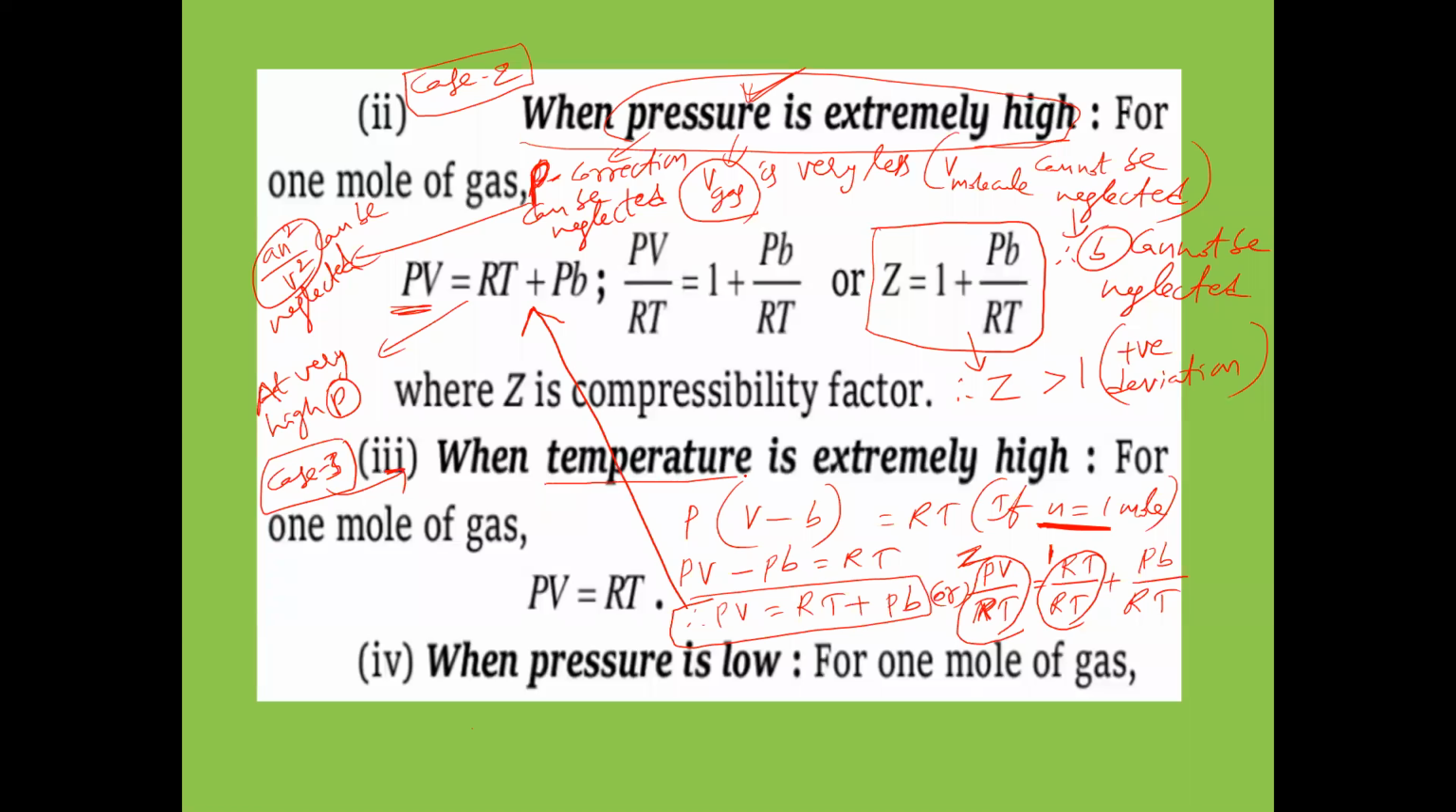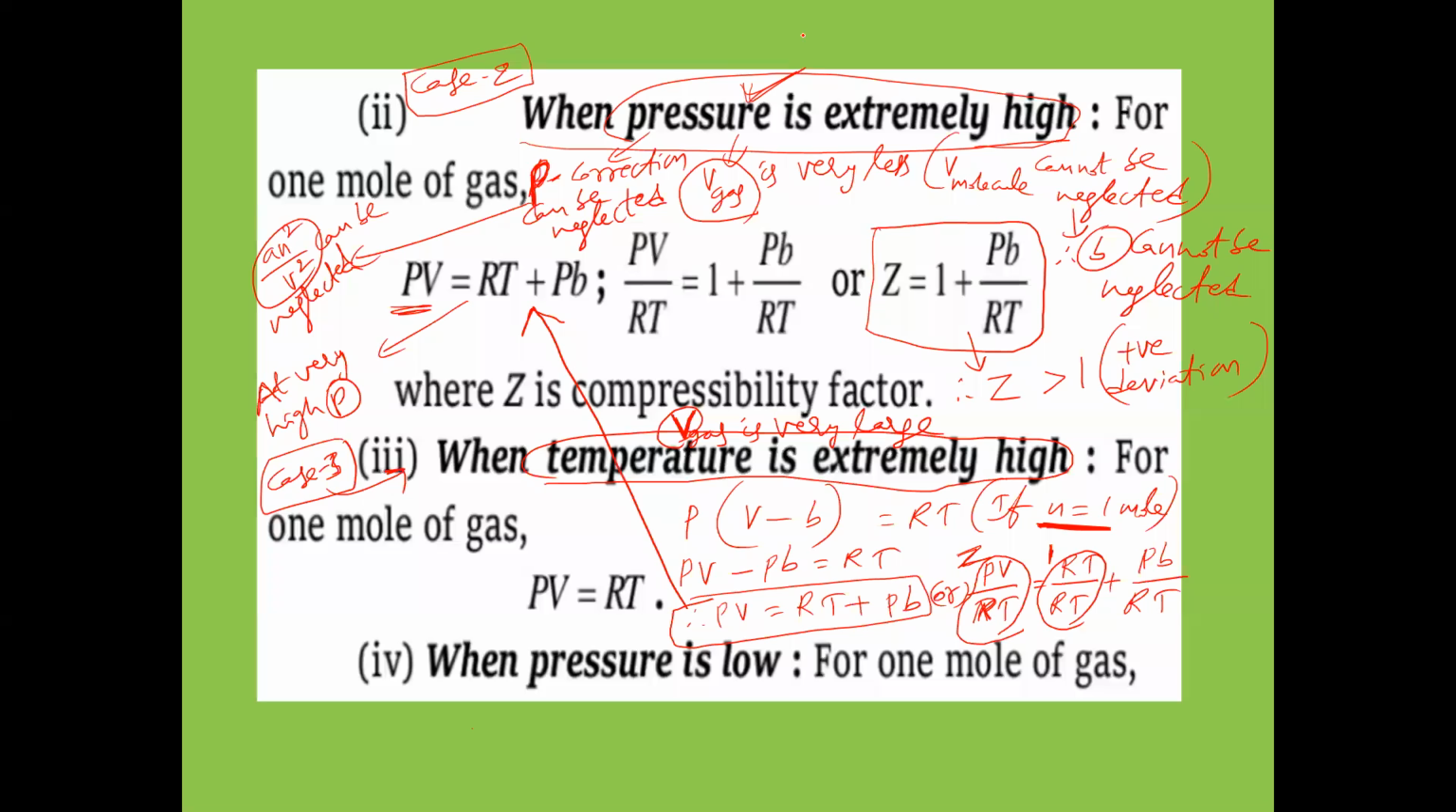Temperature is extremely high. When temperature is extremely high, volume is very large, na? When volume of gas is very large, what happens? The real gas behaves like an ideal gas. So when temperature is extremely high, volume is very large, pressure correction is neglected and volume correction is neglected. Then the real gas equation becomes the ideal gas equation, and the real gas behaves like an ideal gas. Is that clear?